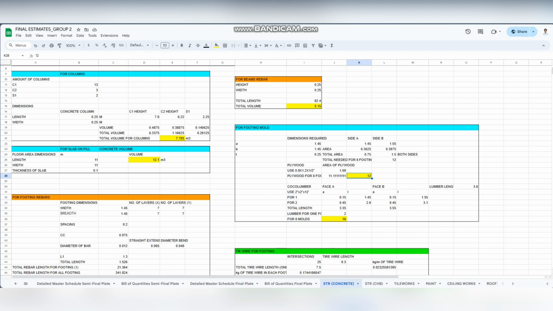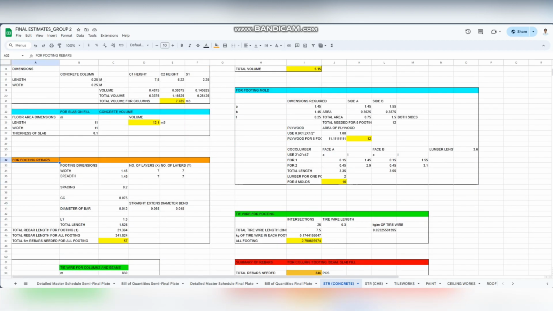Then for the coco lumber, we used 2 inch by 2 inch by 12 foot coco lumber. And here are the calculations. Then for 1 footing, we needed 2 coco lumber. Then for 8 molds, we needed 16. So okay.